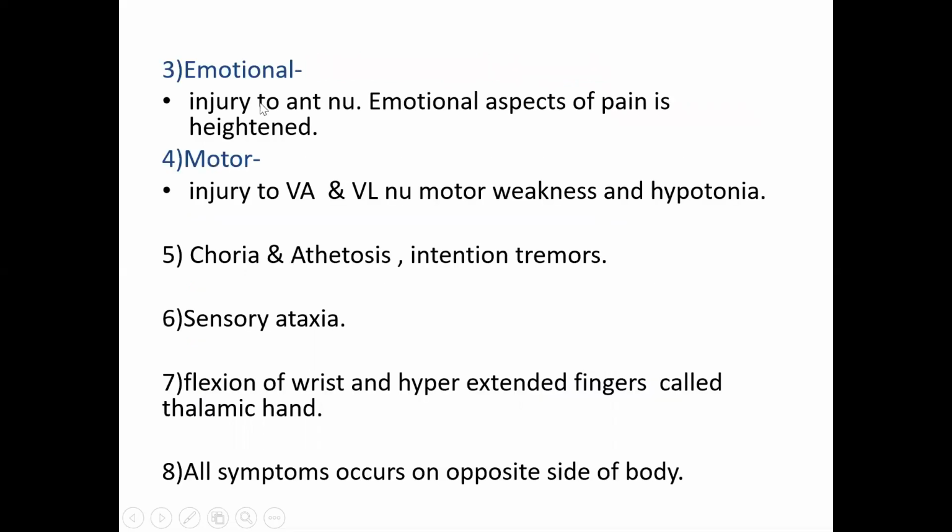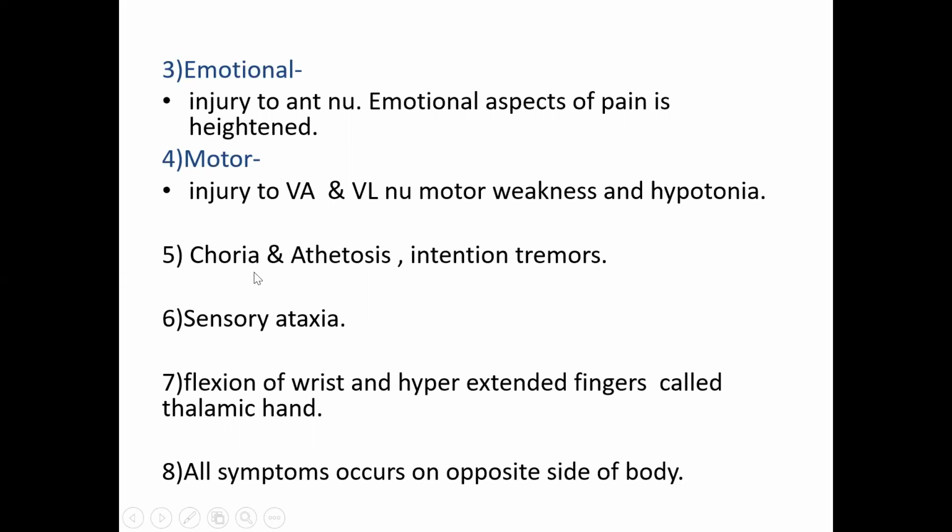Another applied point is emotional disturbance due to injury to the anterior group of nuclei. You know, the anterior group of nuclei is connected with the hippocampus and the cingulate gyrus, and that part is important for emotion. Then about motor function: the ventroanterior and ventrolateral nuclei of the thalamus are mainly important for motor information carried toward the descending effector organs, and because of damage to these VA and VL nuclei, there may be motor weakness and hypotonia, that is, decreased tone.